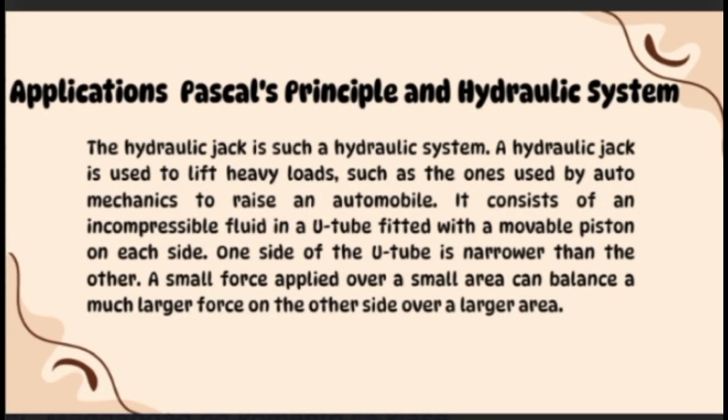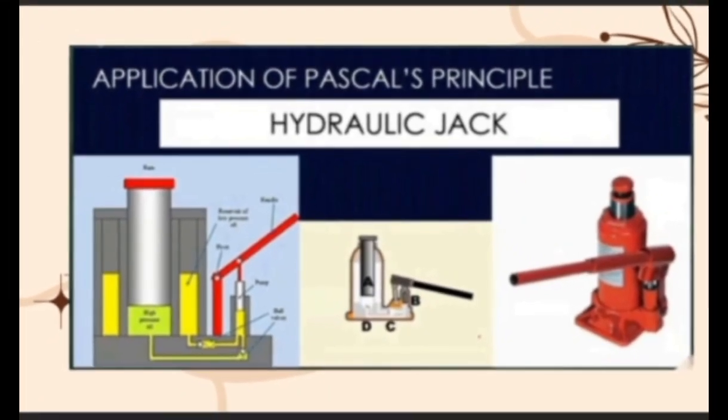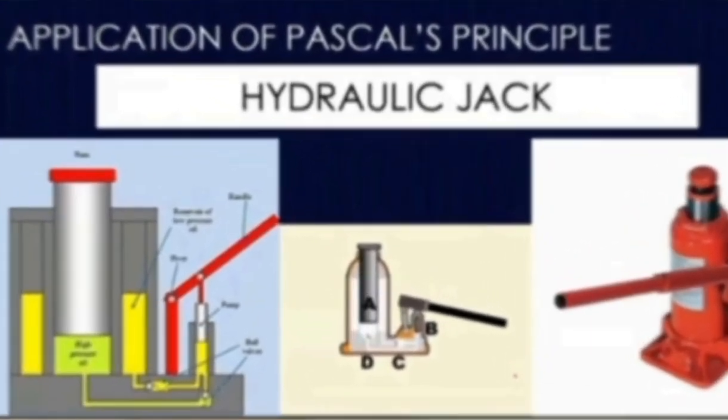Application of Pascal's principle in hydraulic systems. The hydraulic jack is such a hydraulic system. A hydraulic jack is used to lift heavy loads such as the ones used by auto mechanics to raise an automobile. It consists of an incompressible fluid in a U-tube fitted with a movable piston on each side. One side of the U-tube is narrower than the other. A small force applied over a small area can balance a much larger force on the other side over a larger area. So this is an image of a hydraulic jack.